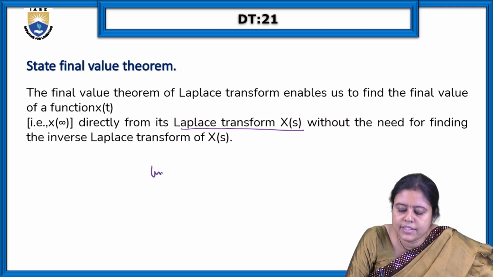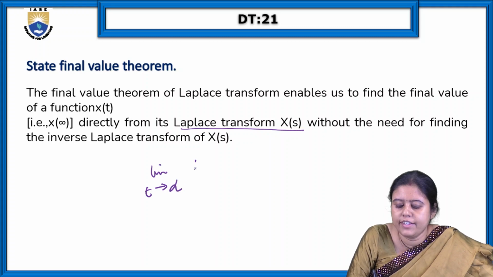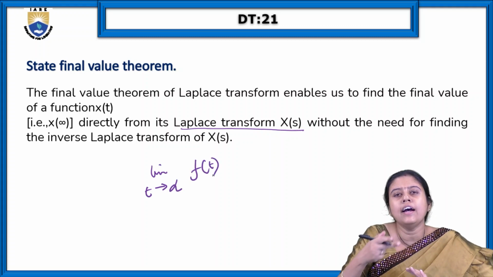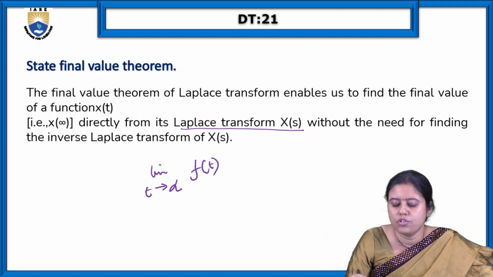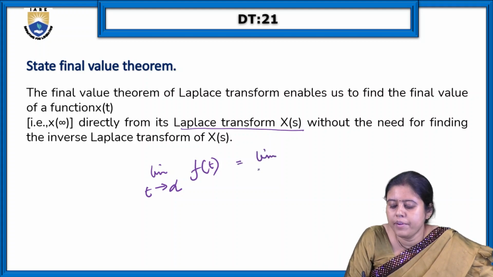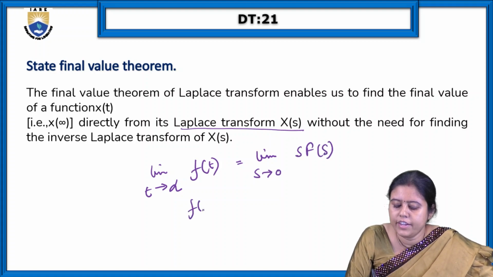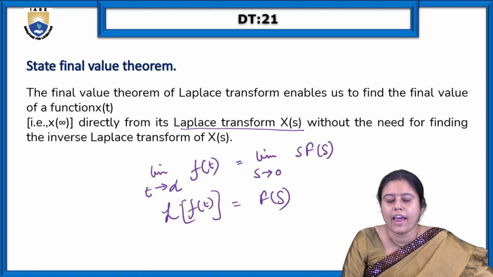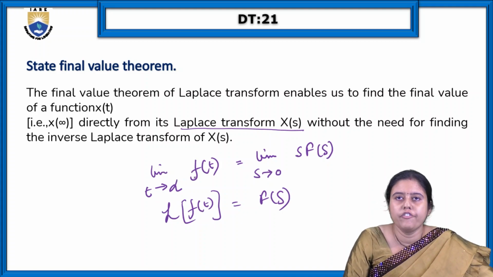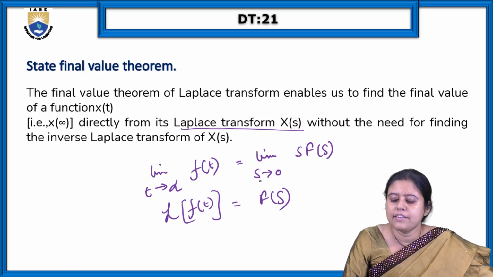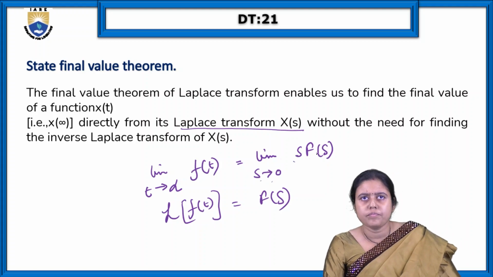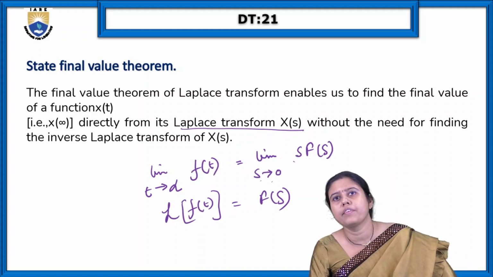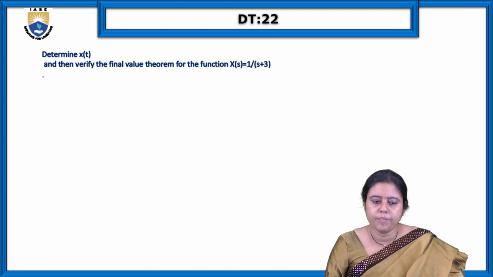Say limit t tends to infinity, if we are calculating any function value at t tends to infinity, it is equal to limit s tends to 0 of s into F(s), where Laplace of f(t) is equal to F(s). If Laplace of f(t) is equal to F(s), then we can write limit t tends to infinity f(t) is equal to limit s tends to 0 of s into F(s). So this is the final value theorem.